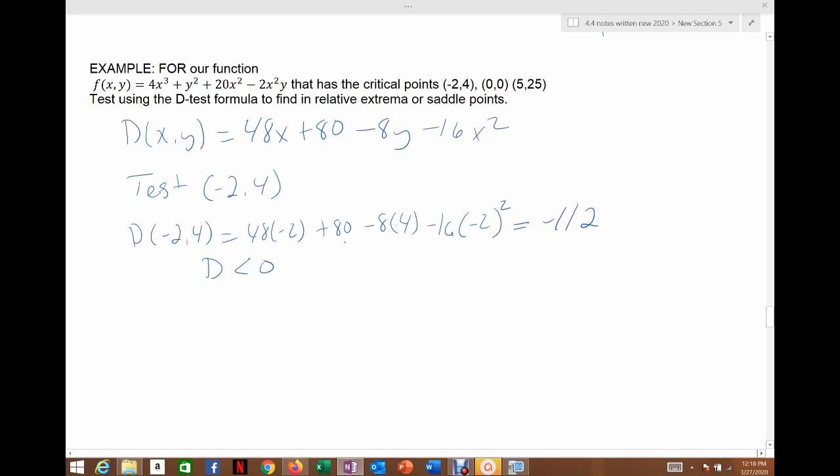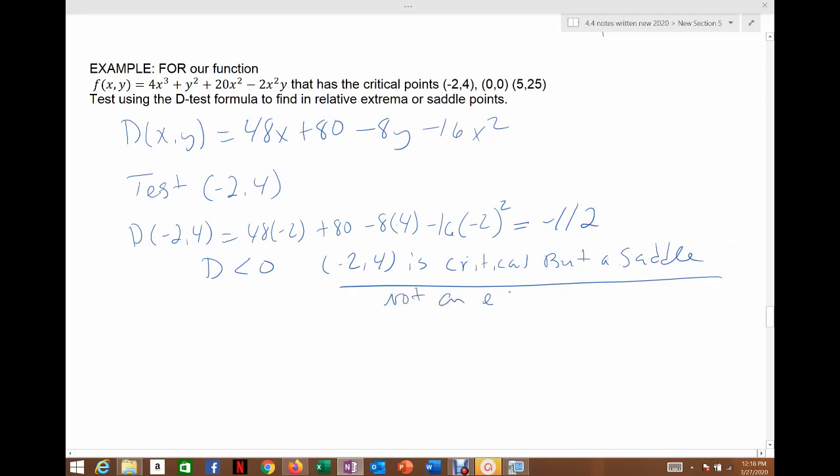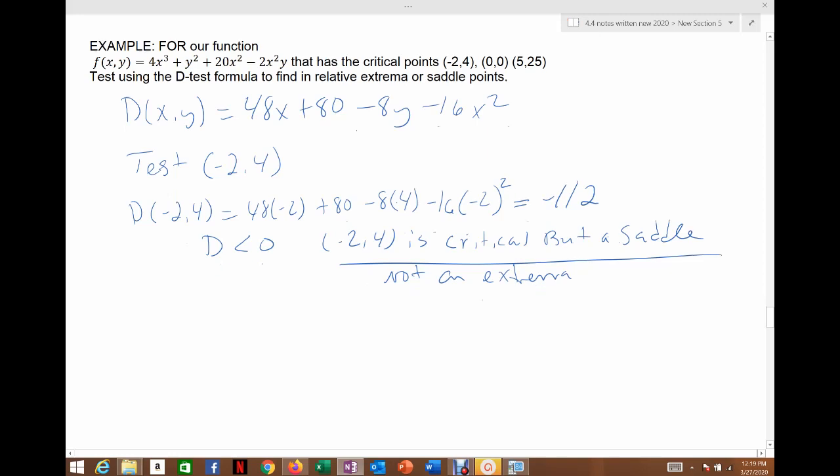That means negative 2, 4 is a critical point, but a saddle point, meaning it's neither a max nor a min. The shape of the graph is a saddle. You can read that, saddle point. Meaning it's not an extrema. It is neither a max nor a min.